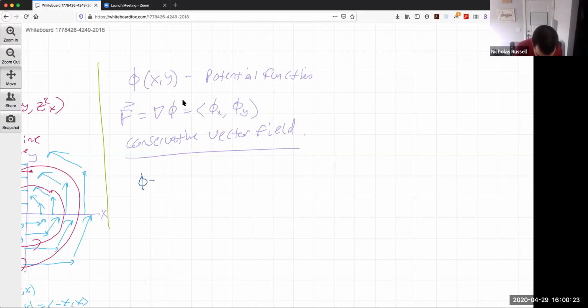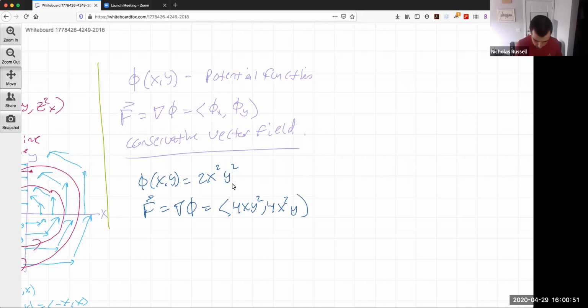So let's say I give you this potential function phi of xy is equal to 2x squared y squared. If I want to compute the gradient of phi, the gradient with respect to x is just 4xy squared. The gradient with respect to y is going to be 4x squared y. And this right here, we call this a conservative vector field.